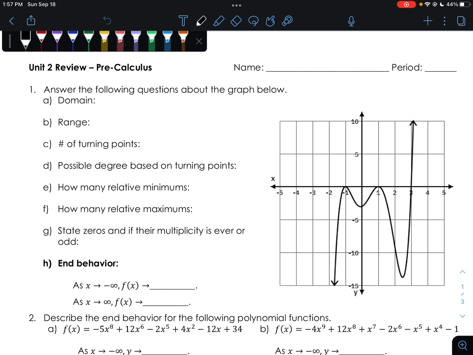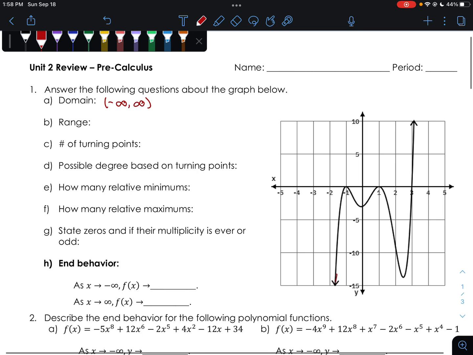What is the domain? Well, the domain of all polynomial functions is all real numbers, so that is negative infinity to positive infinity. The range, we see that it's going down forever and it's going up forever, so therefore it is also all real numbers, negative infinity to positive infinity.